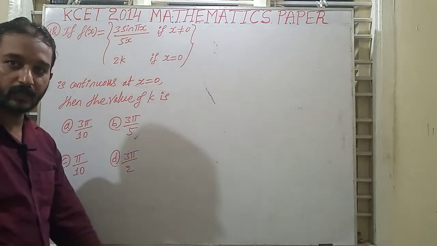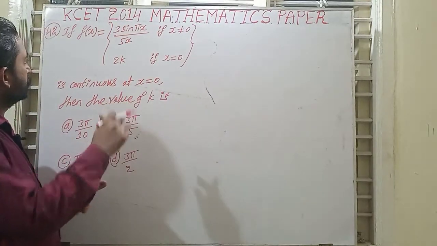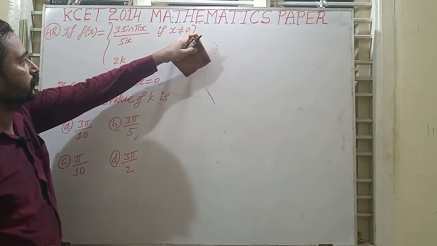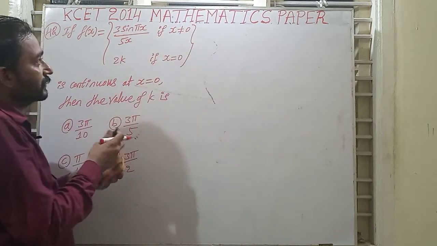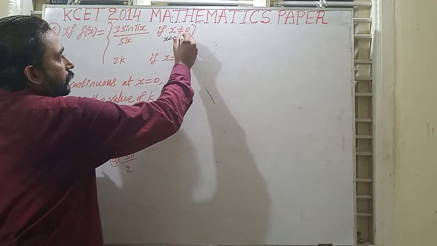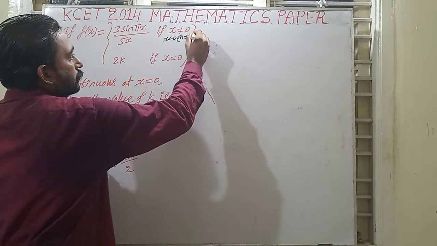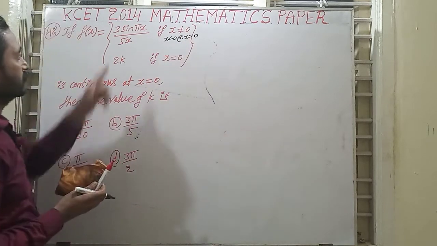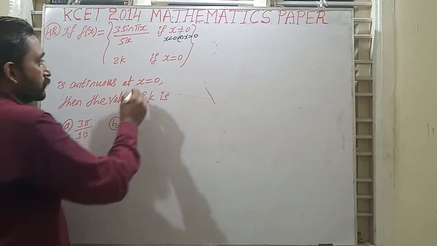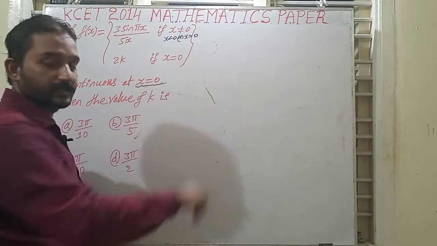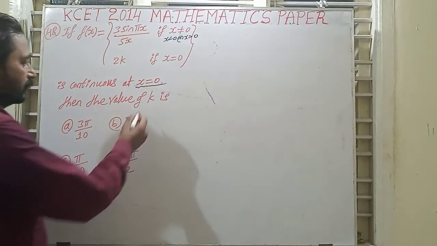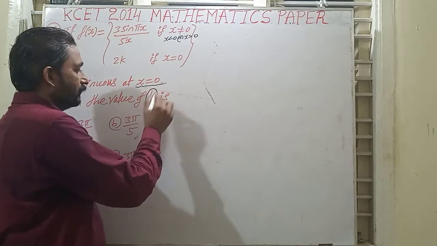So now let us move on to the next question, question number 48. If f of x is equal to, two functions are there, if x is not equal to 0, meaning x less than 0, x greater than 0. Okay, so this function, if x is equal to 0, 2k, is continuous at x is equal to 0, which is very, very important. It is always continuous at x is equal to 0. It is given in the question. Then find the value of k. We have to find out the value of k.